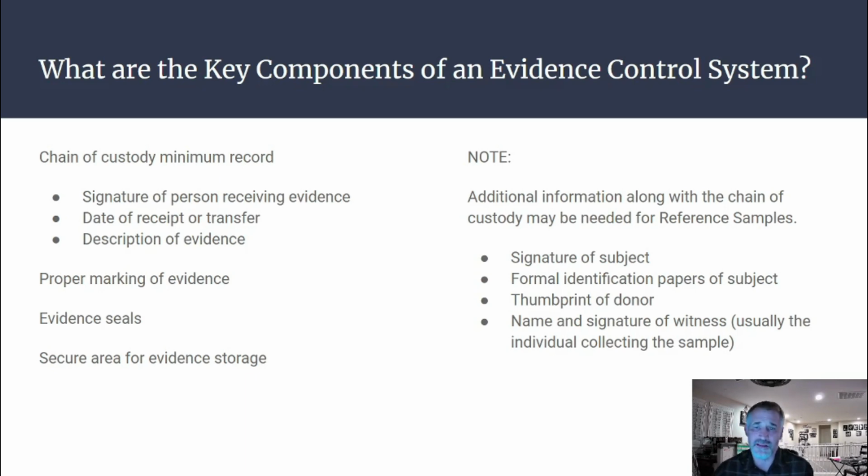So a quick note, some additional information along with chain of custody may be needed for reference samples. So if we're getting a biological sample from a person, you're going to need the signature of the subject. It could be a suspect. It could be a victim in some cases. But you'll need their signature. You'll need some kind of formal identification papers of the subject. Sometimes you include a thumbprint of the donor, and then the name and signature of the witnesses. And this is usually the individual that's actually collecting the sample, whether it's a blood sample or what.